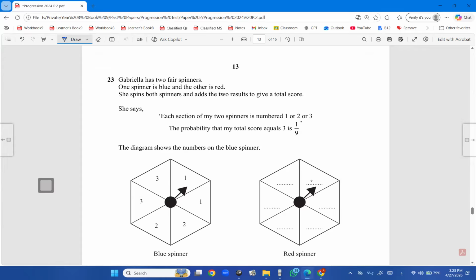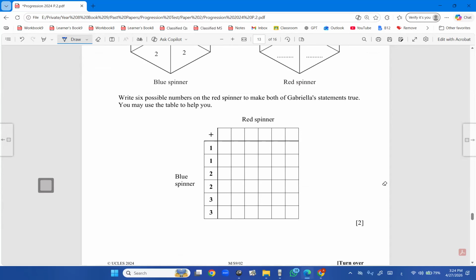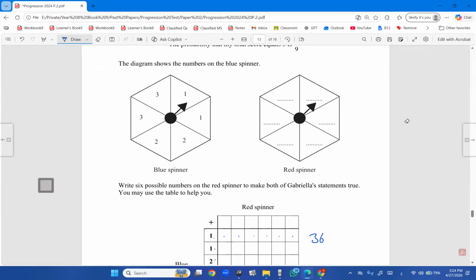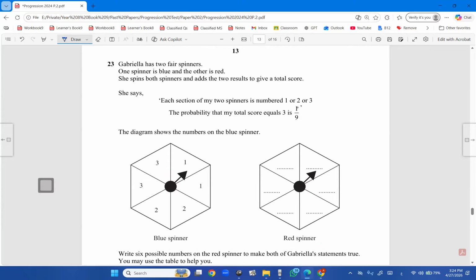Well, we're going to have here six options by six options. Adding them up, we're going to have 36 outcomes. 6 times 6 is 36 outcomes. You have this grid, this table, to help you. So I have a total of 36 outcomes. So this 1 over 9 is actually a number over 36.